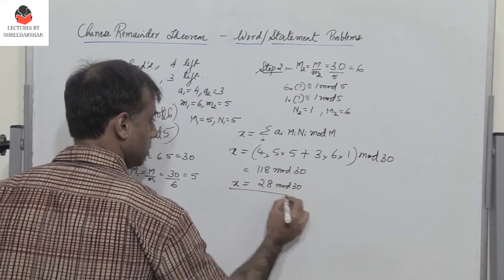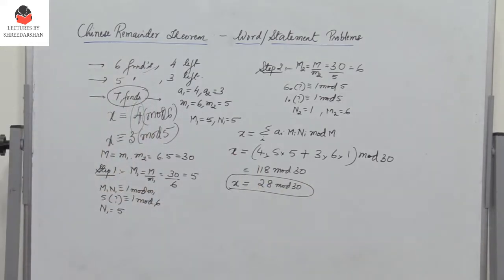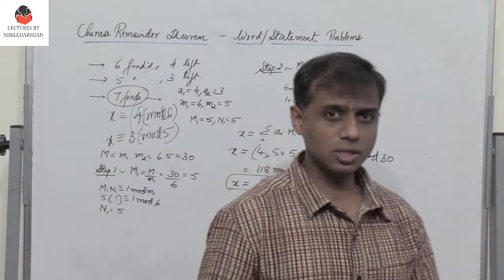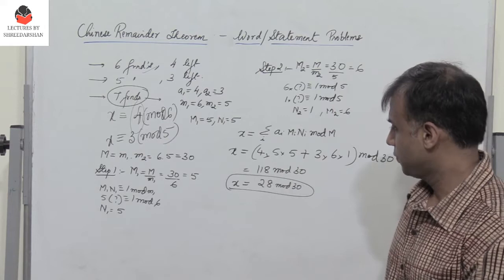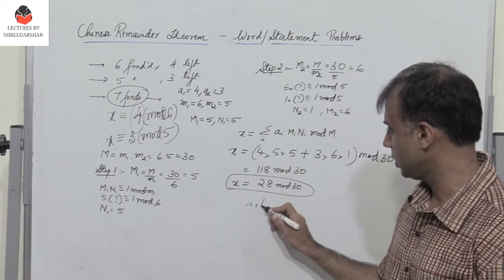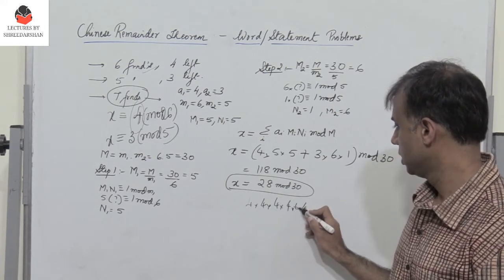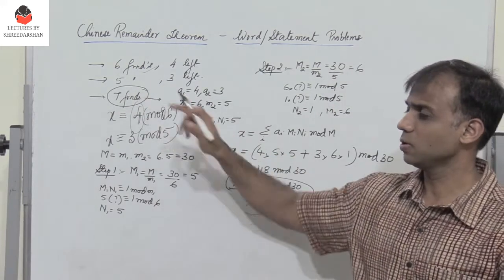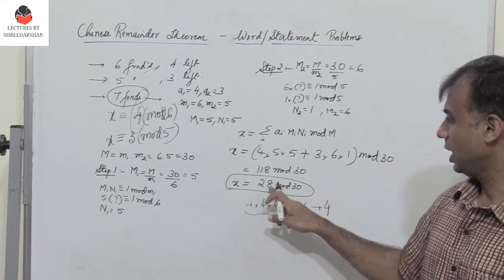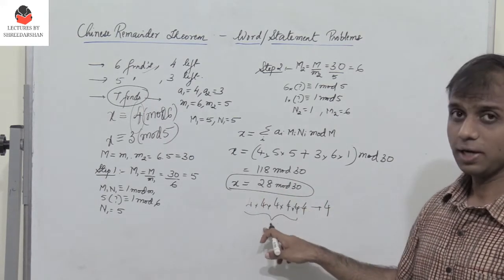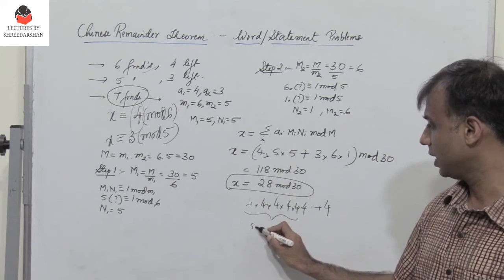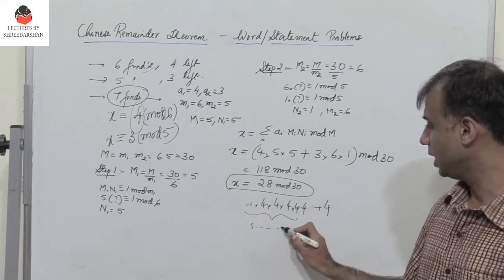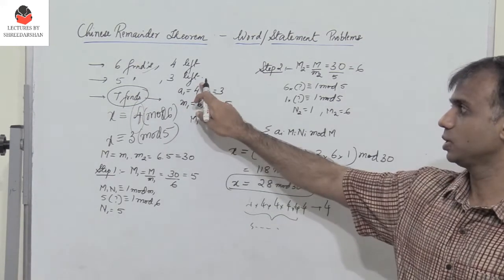So the minimum number of gold coins which can be in the box is 28. It is very clear: if I distribute 28 coins among 6 friends, each friend gets 4 coins. 6 4s are 24 and I'm left with 4. If I distribute it among 5 friends, each friend gets 5 coins. 5 into 5 gives me 25 and I'm left with 3.